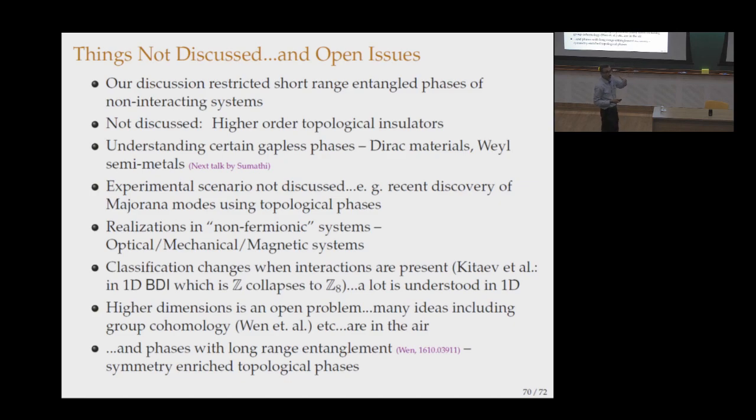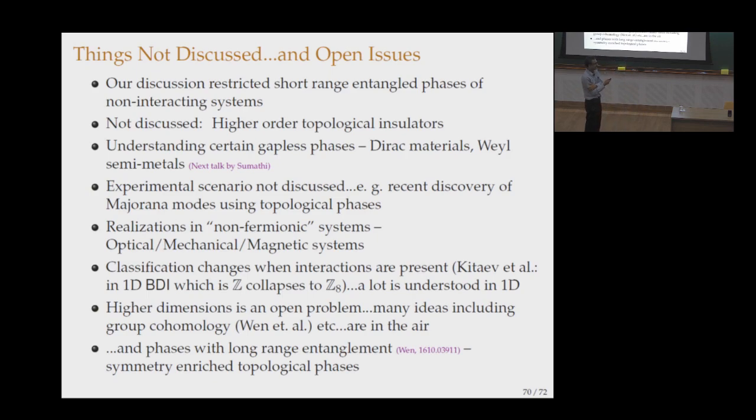Okay, so what are some of the key open questions? The key open question is the following. This whole discussion of tenfold classification that I just discussed was all based on the physics of non-interacting fermions. The question is, what happens when interactions are turned on? That something interesting happens was already pointed out by Kitaev in his famous work. He pointed out that in class BDI, like the SSH that I discussed, Z collapses to Z8, which means the classification becomes smaller. Much of this is understood in 1D, there is some understanding in 2D, and higher dimensions seem to be an open problem.